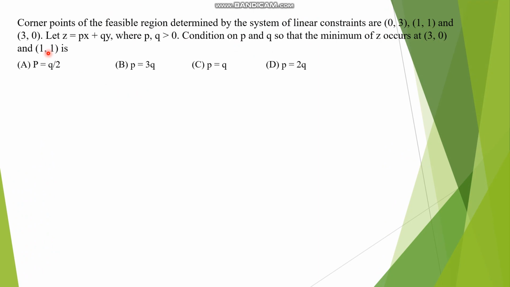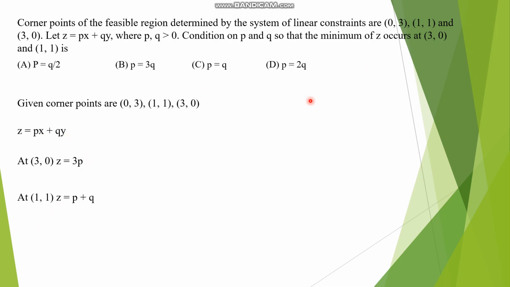Next question. Corner points of the feasible region determined by the system of linear constraints are 0, 3, 1, 1 and 3, 0. Z is given to be px plus qy, p, q greater than 0. Condition on p and q so that the minimum of z occurs at 3, 0 and 1, 1 is. So we have to take the points 0, 3, 1, 1, 3, 0 and z is given to be px plus qy. So at the point 3, 0, what will be the value of z? Put x is equal to 3 and y is equal to 0. We get the value as 3p, and at 1, 1, z will be p plus q.